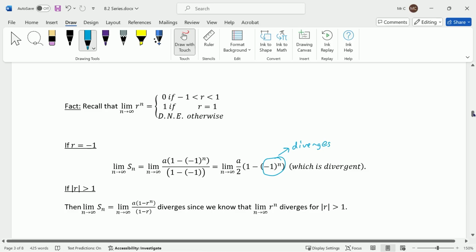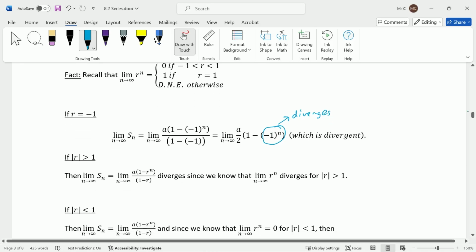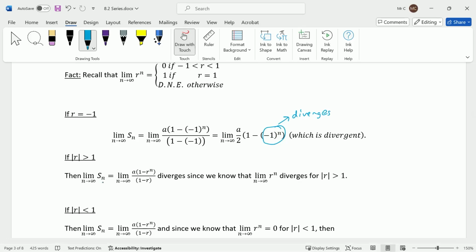On the other hand, if the absolute value of r is greater than 1, then this diverges since we know that the limit of r to the n diverges in general whenever the absolute value of r is greater than 1.